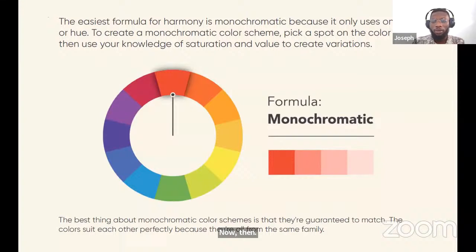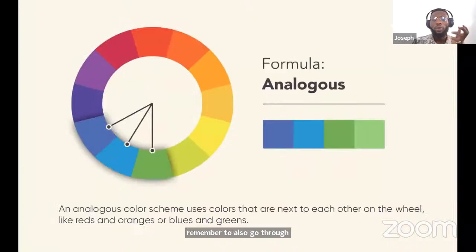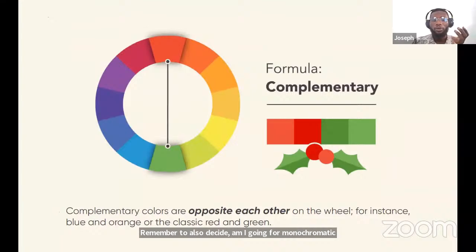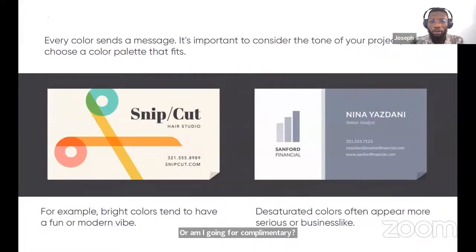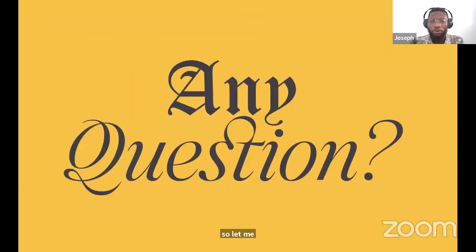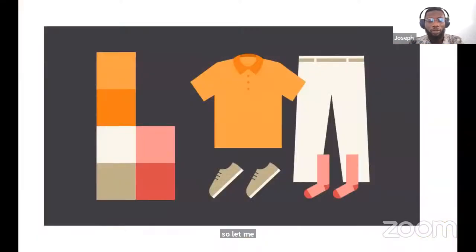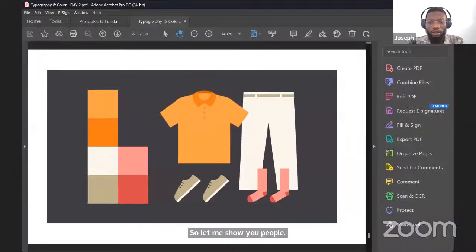Remember the formulas, monochromatic. So even in your research, maybe on one of the websites that you check, remember to also decide, am I going for monochromatic, or am I going for analogous, or am I going for complementary? So let me show you people two websites first where you can get them.